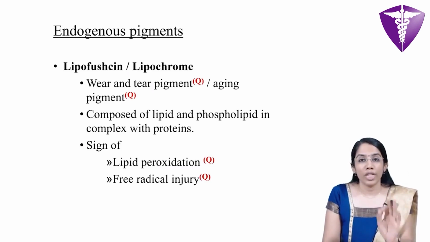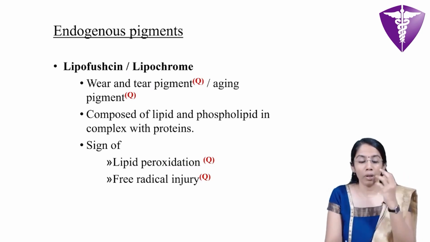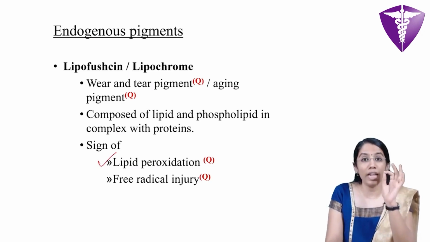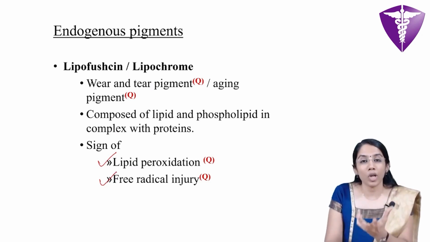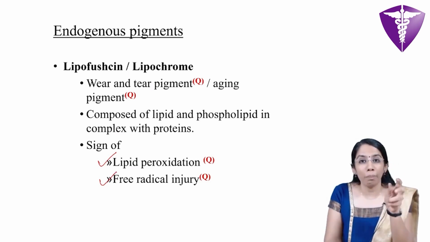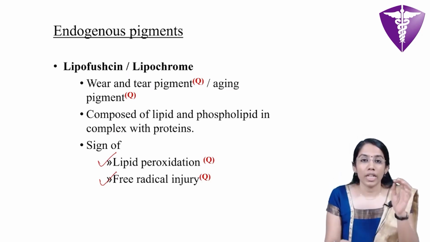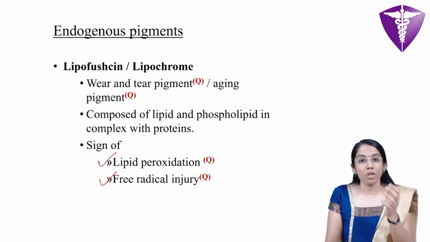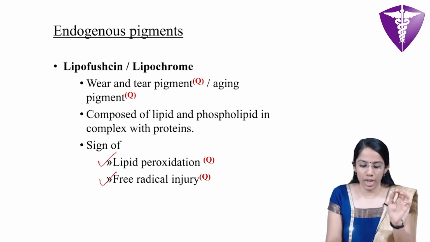So moving on to endogenous pigments. One classic example is lipofuscin or lipochrome. So how does lipochrome pigment form? It occurs as a result of lipid peroxidation due to the free radicals. Free radicals cause lipid peroxidation of the plasma membrane. This leads to formation of a complex composed of lipid and phospholipids which complex with proteins, and this is called lipochrome pigment. It is also known as wear and tear pigment or the aging pigment, and it is a sign of free radical injury and lipid peroxidation which has occurred.